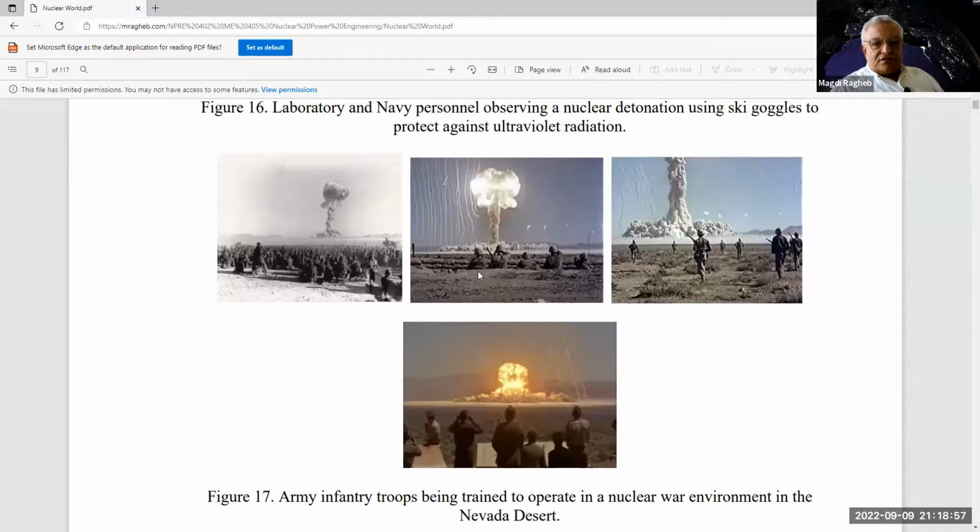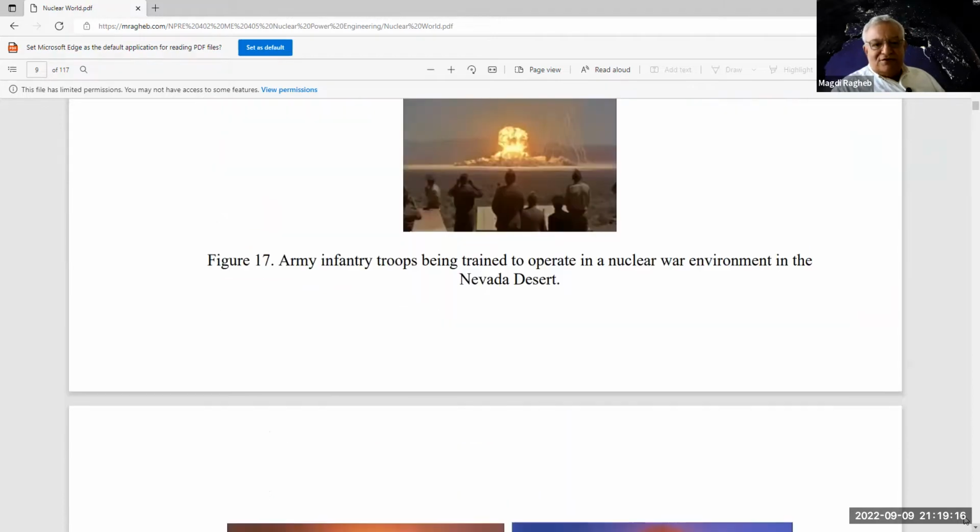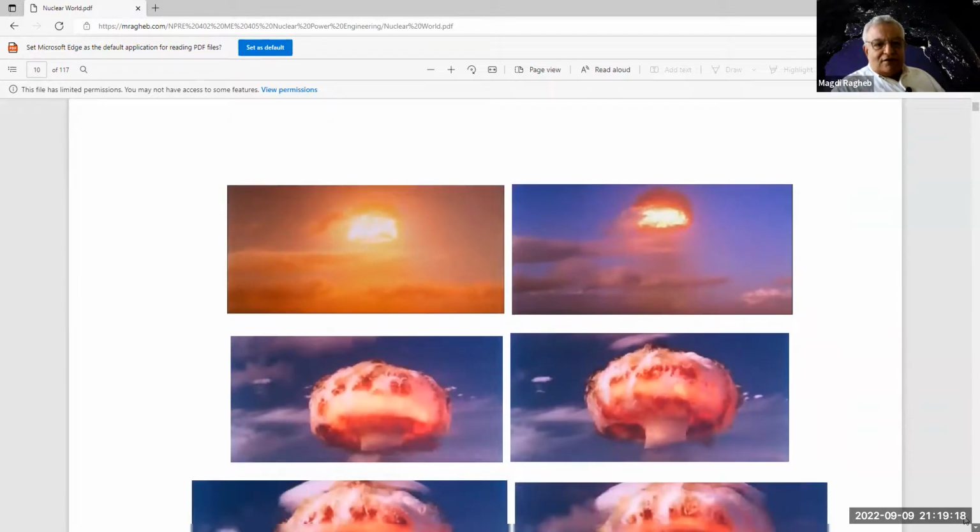Here are troops that you could see. These are now army troops. They were asked to watch from trenches and then move into the area of the explosion. So there was lots of unnecessary testing on human beings at the time. The war, in a way, continued even after it was ended.